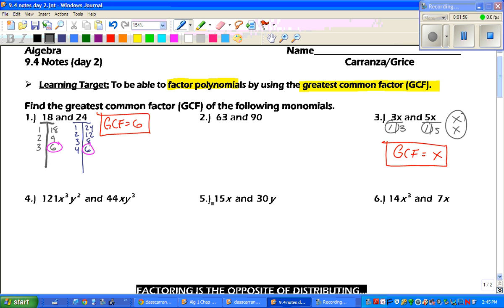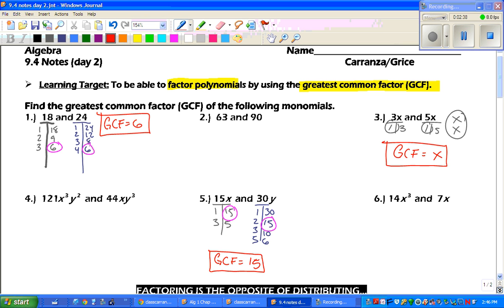Okay, for 5, the factors of 15 are 1 and 15, and 3 and 5. The factors of 30 are 1 and 30, 2 and 15, 3 and 10, and 5 and 6. They both have 15 in common. And what about the variable? Well, this one has an x and that has a y. We want the greatest common factor. Since those aren't in common, it's just 15.